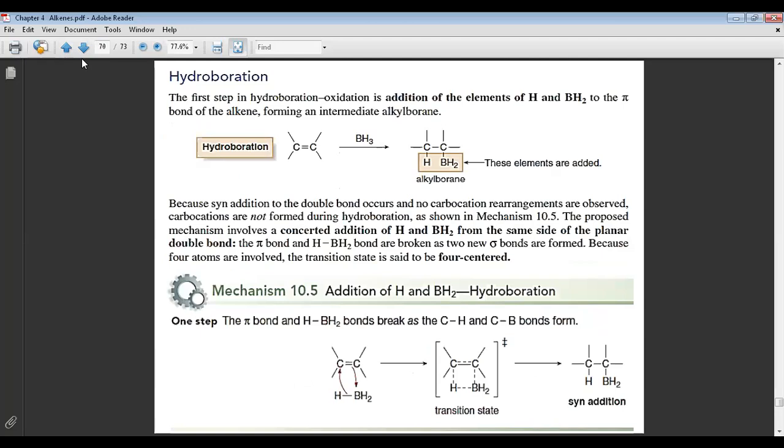How will the BH3 group be added to the double bond? Is there any special condition? Is there any rule? Yes, we have a rule here: how the BH3 will be added to the double bond.